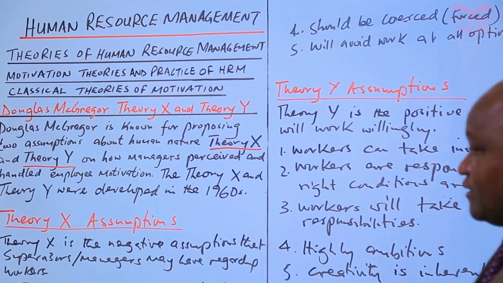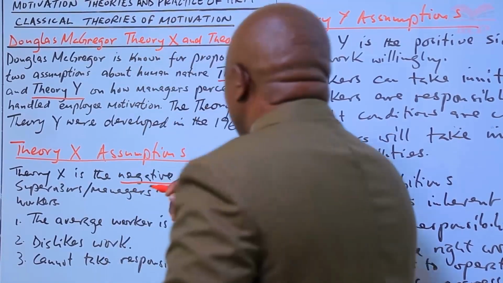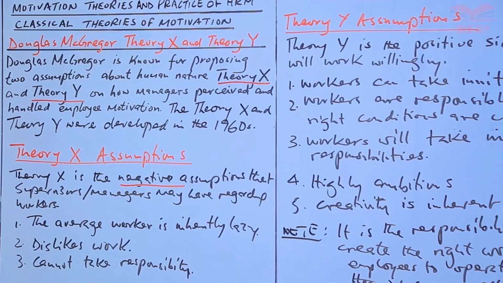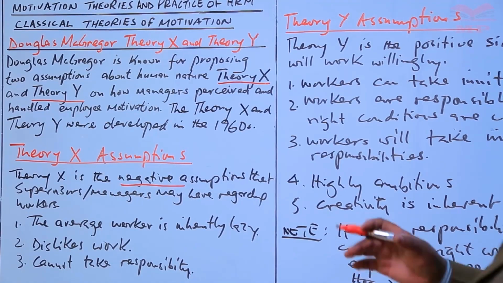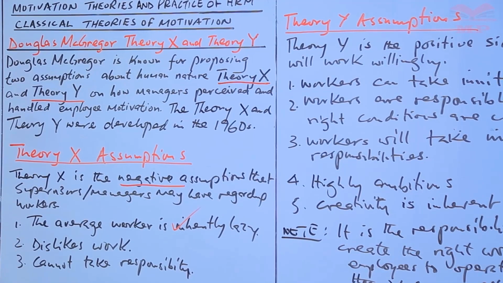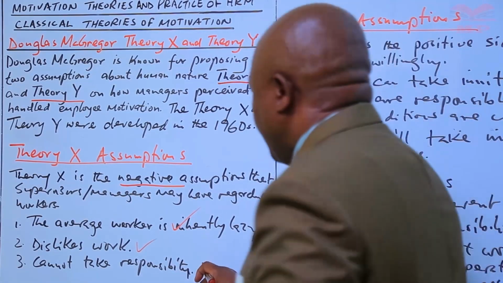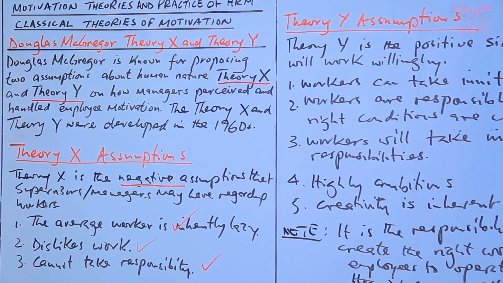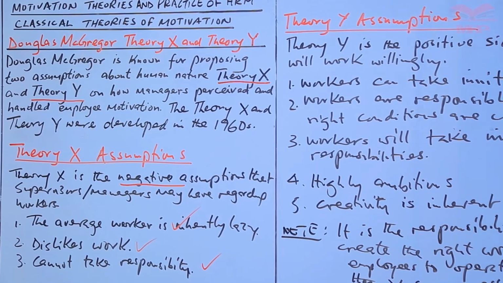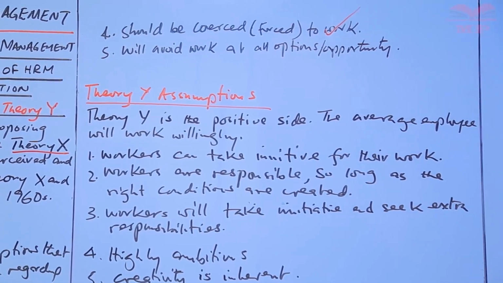Then we looked at theory X assumptions and indicated that they were the negative assumptions that managers could make regarding their employees, and that would then influence the management styles they adopted. The theory X assumptions may include: 1, the average worker is inherently lazy. 2, an average worker dislikes work. 3, an average worker cannot take responsibility for their actions within the work environment. 4, an average worker needs to be coerced, meaning forced, in order to work. And 5, an average worker will avoid work at any opportunity.